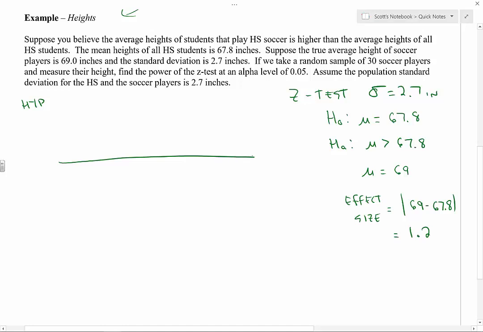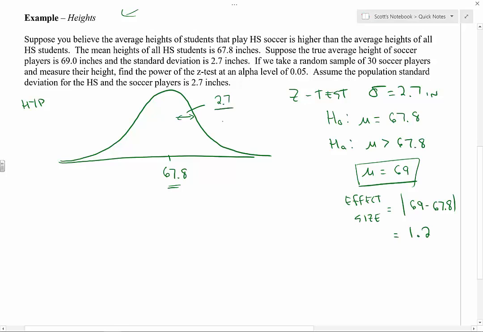In order to do this calculation, we first need to look at the hypothesized distribution. If the null hypothesis is true, then the true mean is 67.8. Of course, it's not. This is the true mean, but under the hypothesis, the assumption is that it's this. Then we're going to take a look at the standard deviation of the sampling distribution of sample means, which is 2.7, sigma, divided by the square root of 30.